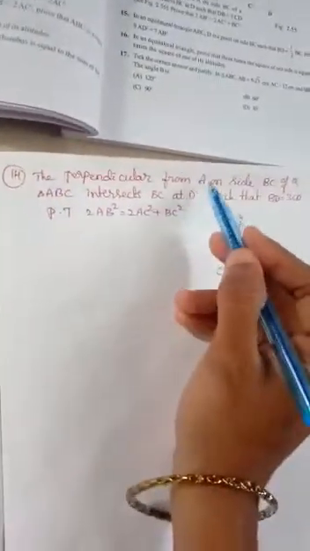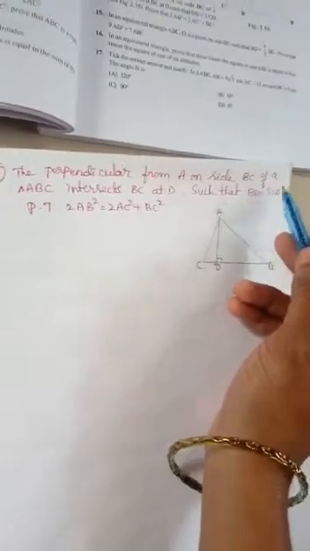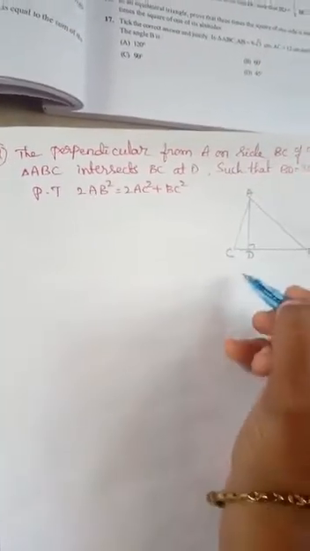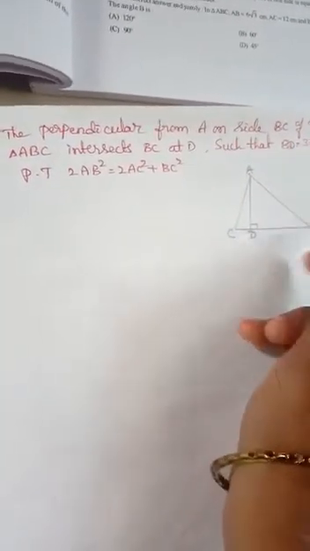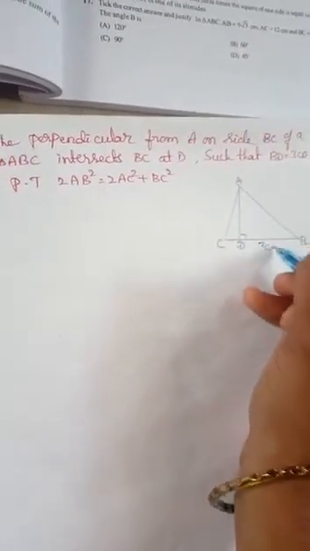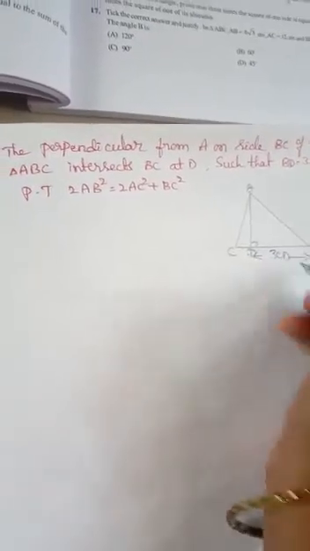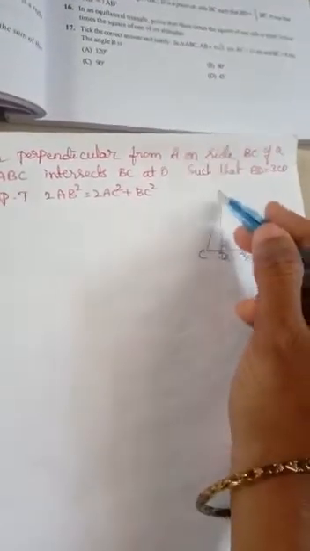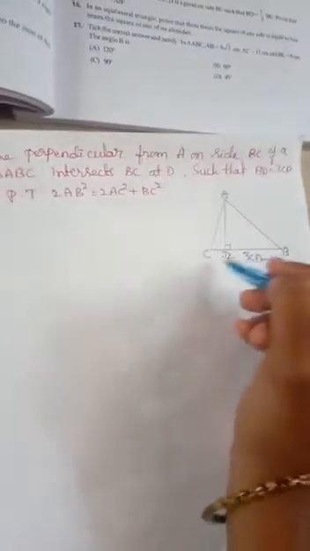Next, we take another problem, the 14th. The perpendicular from A on side BC of triangle ABC intersects BC at D. In triangle ABC, we draw a perpendicular AD to BC. The point D intersects BC such that BD is equal to 3 times CD. Then we have to prove that 2 times AB square is equal to 2 times AC square plus BC square.